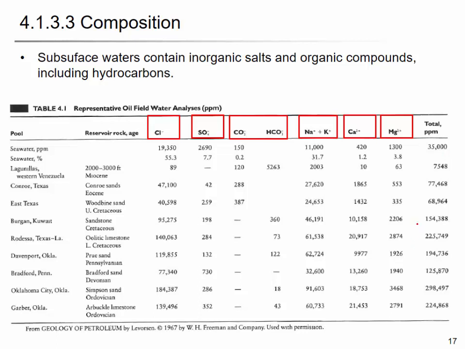And here, if you look at the number, the salinity in terms of the TDS is very much higher than this seawater. It's about 100,000 or 200,000 ppm. And the major component cations are sodium and potassium. And you have some calcium, magnesium. And for the anion, the major component is the chloride. And in some locations, you also have the sulfate and the carbonate.